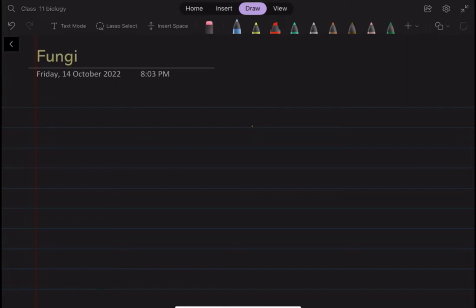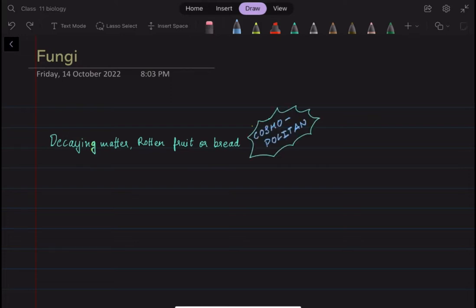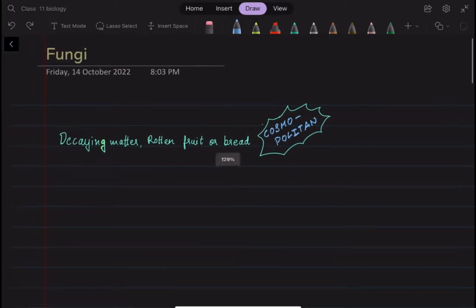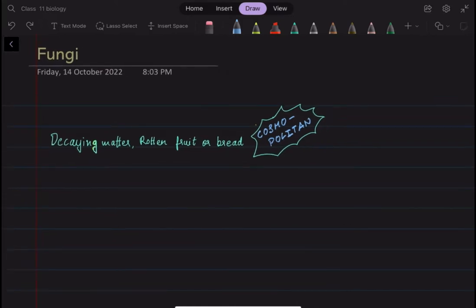So NCERT says that fungi is the most unique kingdom of heterotrophic organisms, and let us know why. We find fungi almost everywhere, on decaying matter, on rotten bread or fruits, etc. And that is why they are called cosmopolitan. They have the ability to be present at many places, right?